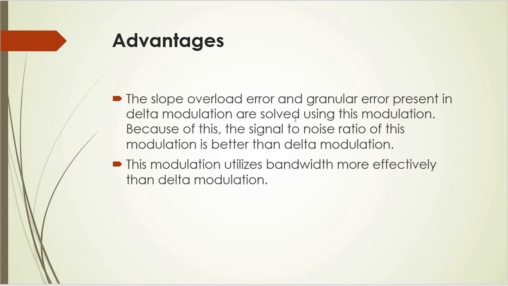Let us see what the advantages of adaptive delta modulation are. As we discussed, it eliminates both slope overload and granular noise. And there is one more advantage for the system. This modulation utilizes bandwidth in a more efficient and effective manner, so we have better bandwidth utilization.